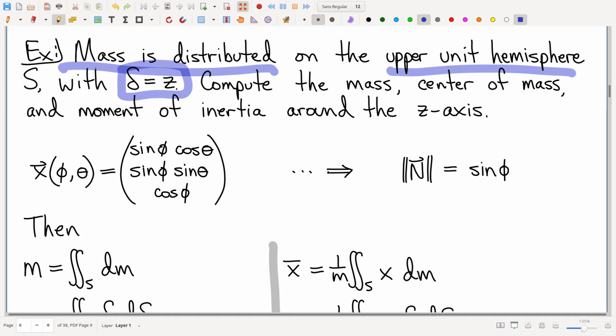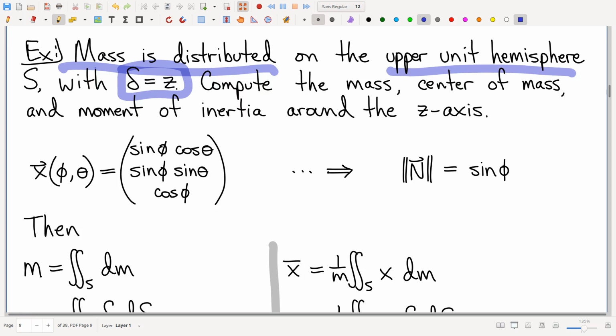Now, real quick, keep in mind, density means different things in different contexts. Here it says right here, mass is distributed on a surface. That means mass is distributed over area. That means that this density is to be understood to mean mass per unit area, not per unit volume. There is no volume in this question. Is that cool? Is everybody happy?